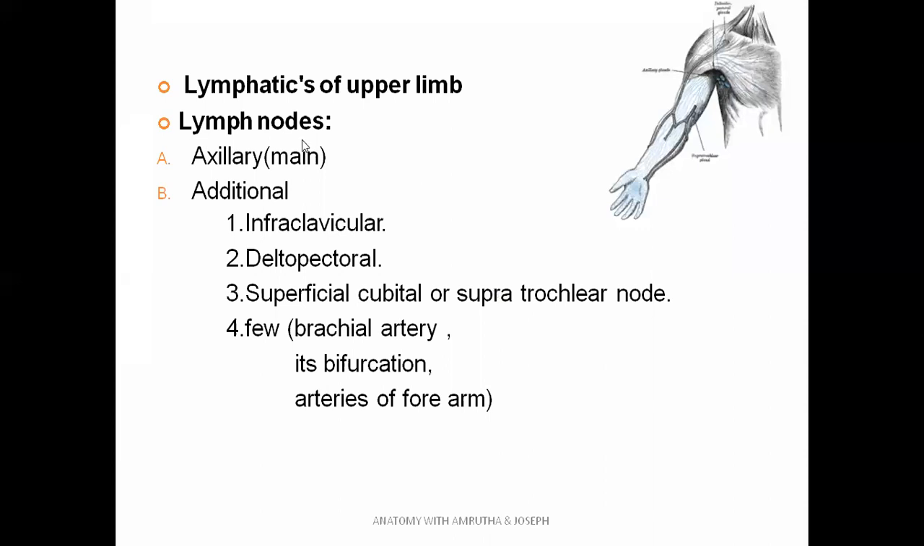Now let's see the lymphatics of the upper limb. Here the lymph nodes are mainly located in the axilla, called the axillary group of lymph nodes. There are, of course, additional groups of lymph nodes. So those are the axillary group of lymph nodes. This area is the axilla.